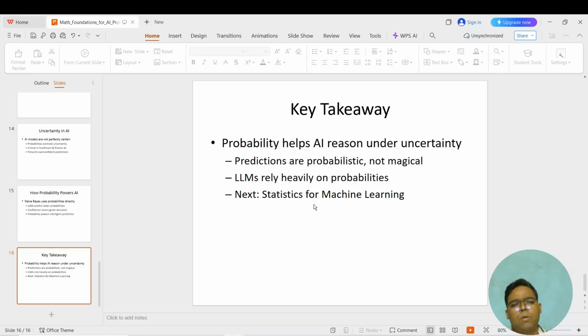The key takeaway is that probability helps AI reason under uncertainty. It is probabilistic prediction, it is not magic anymore, and LLMs rely on probability. In the next lecture we will learn statistics for machine learning.